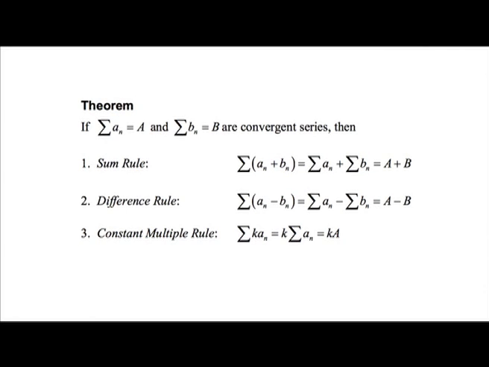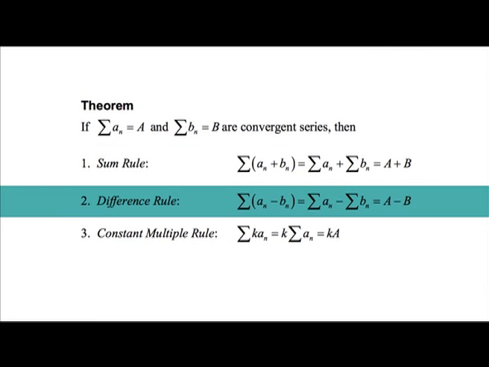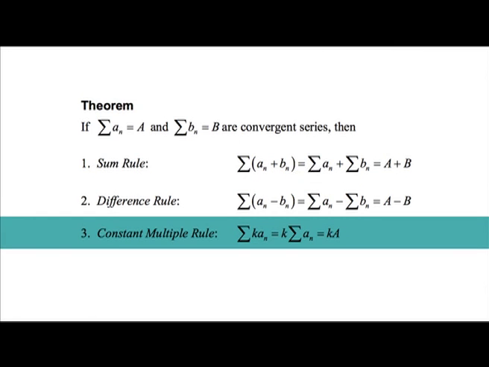Theorem. If summation a_n equal to A and summation b_n equal to B are convergent series, then first, the sum rule: summation (a_n plus b_n) equal to summation a_n plus summation b_n, which is equal to A plus B. Second, the difference rule: summation (a_n minus b_n) equal to summation a_n minus summation b_n, which is equal to A minus B. Third, the constant multiple rule: summation k times a_n equal to k times summation a_n, which is equal to k times A. We remark that from the constant multiple rule, if c is a non-zero constant, then the series summation u_n and summation c times u_n both converge or both diverge.